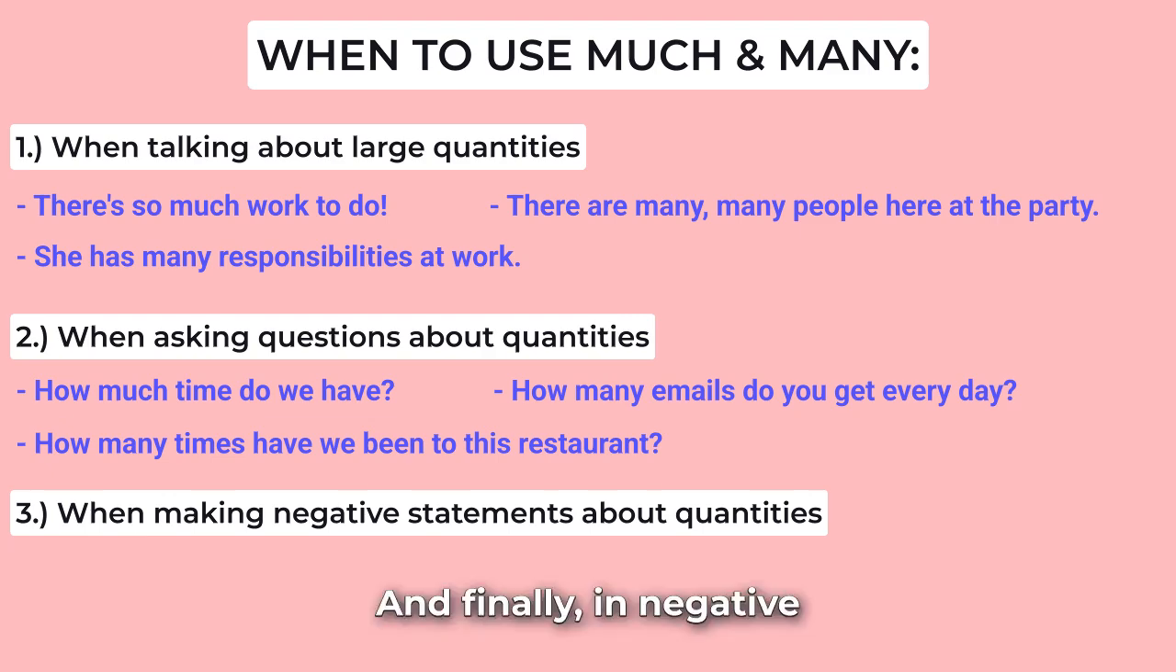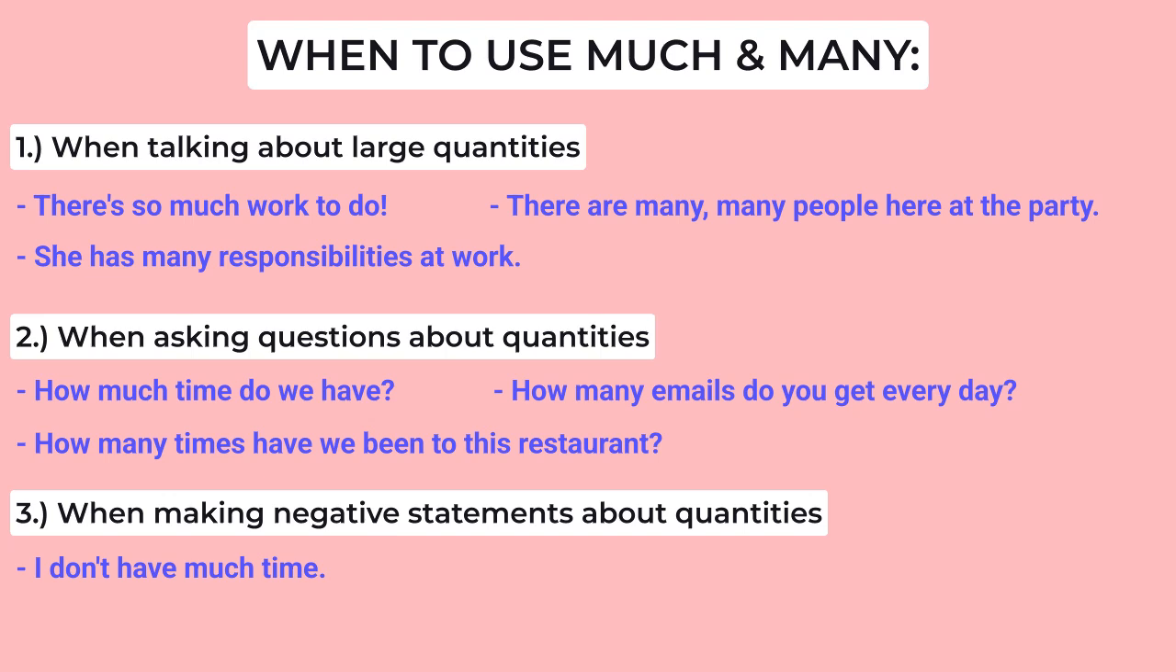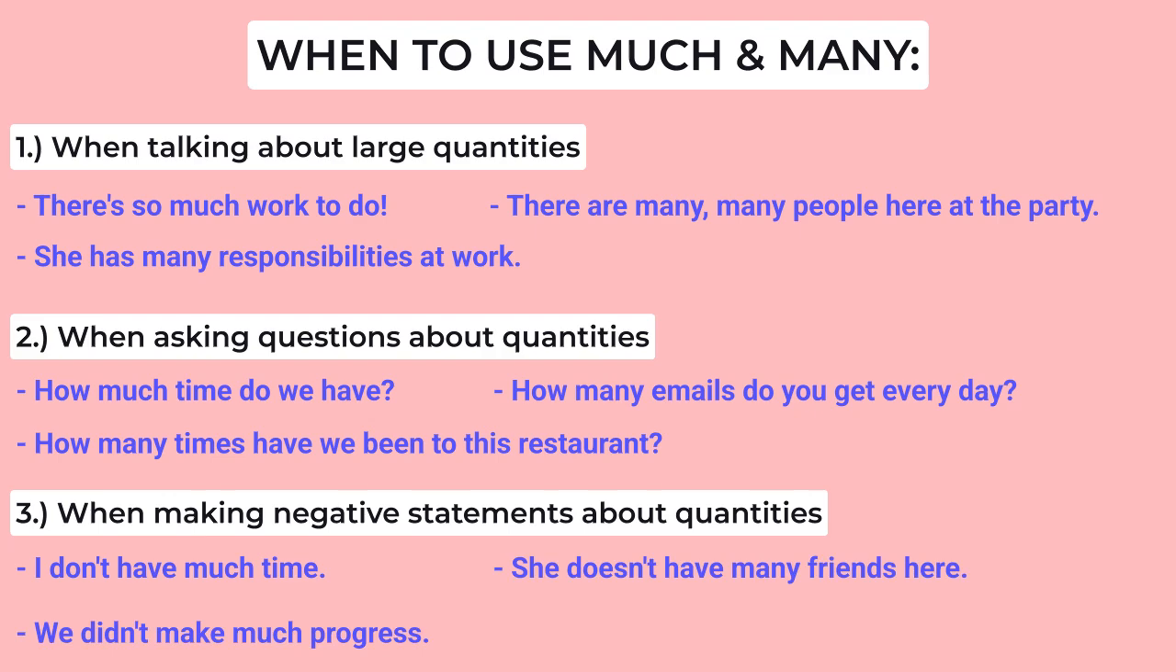And finally, in negative statements, when we're saying we don't have a certain quantity of something, we can say, for example, I don't have much time. She doesn't have many friends here. We didn't make much progress. In negative sentences, much and many sound more natural than a lot of or lots of.